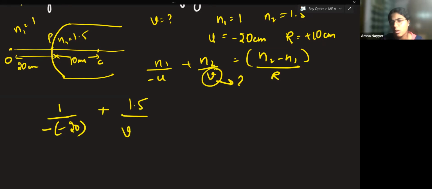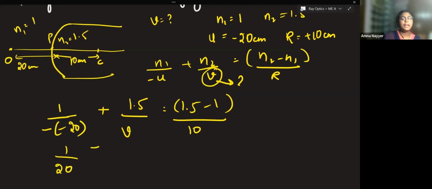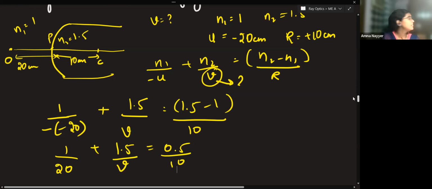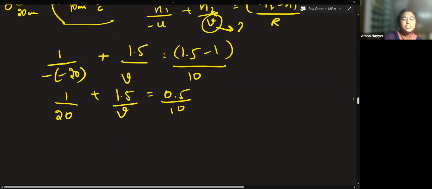Image distance is not given to us. Then n2 minus n1 becomes 1.5 minus 1, divided by the radius of curvature. Radius of curvature is given as 10. See what is left: 1 by 20 plus 1.5 by v is equal to 0.5 by 10. If you write 0.5 by 10, just a second, class.